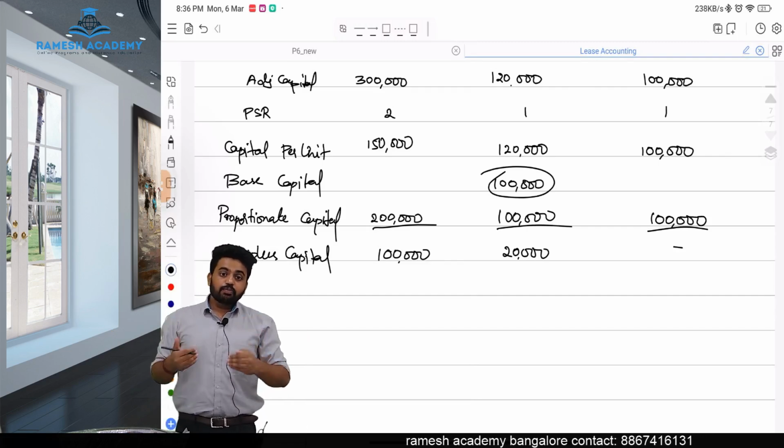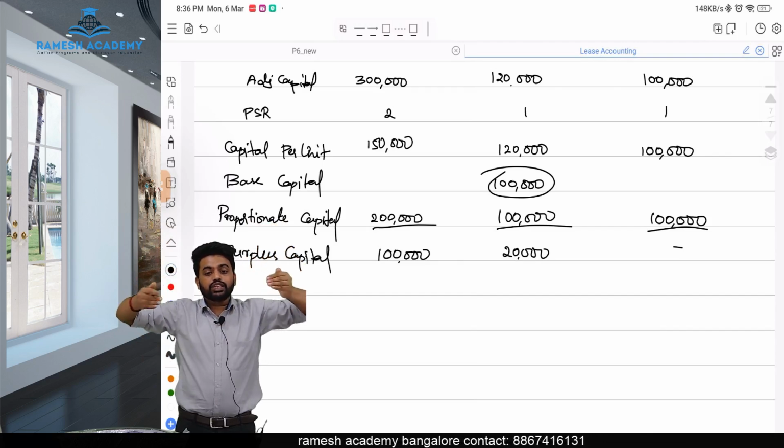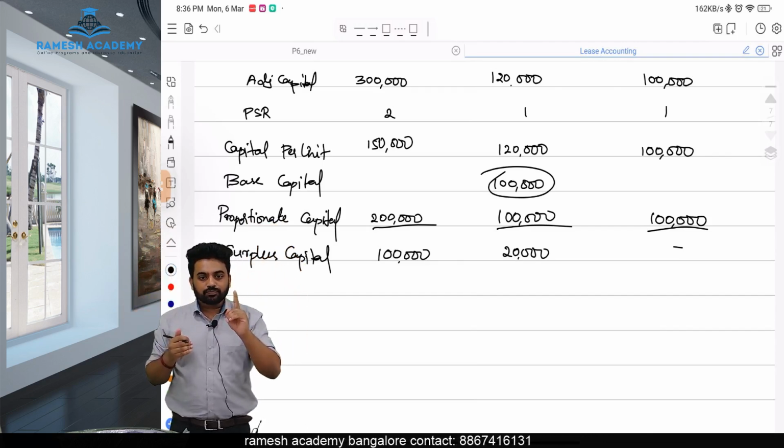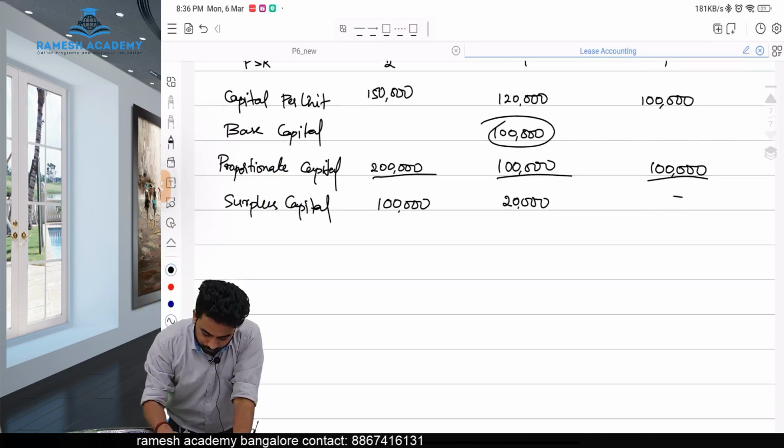Now again the process will continue. The process will continue till we get one partner with surplus.